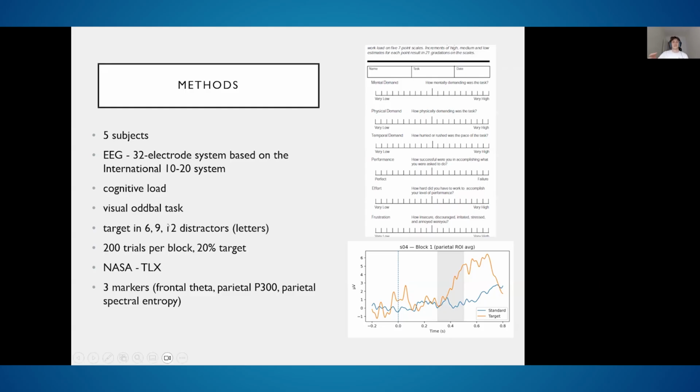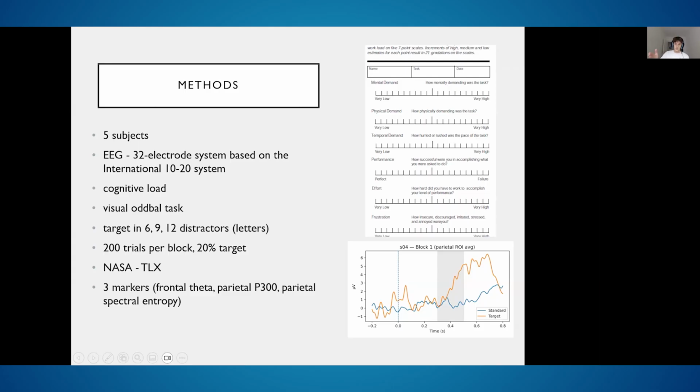The participants had to detect one letter among 6, 9, or 12 distractors, which were also letters. The experiment was in 3 blocks. In the first block, the participant had to detect one letter among 6 distractors. In the second block there were 9 distractors, and in the third block there were 12 distractors. Each participant had 200 trials per block.